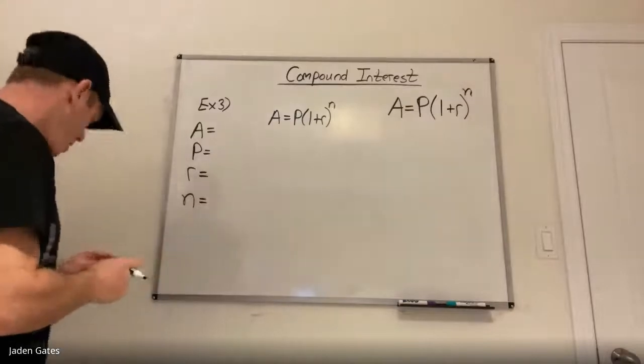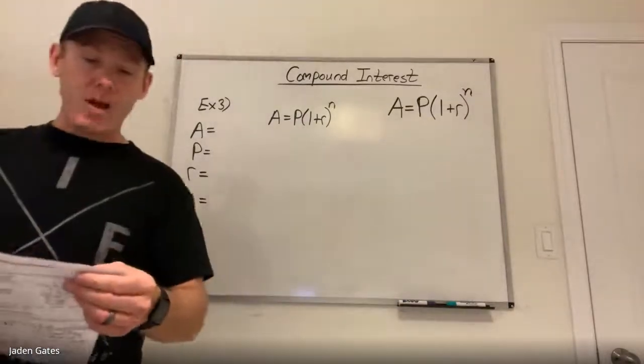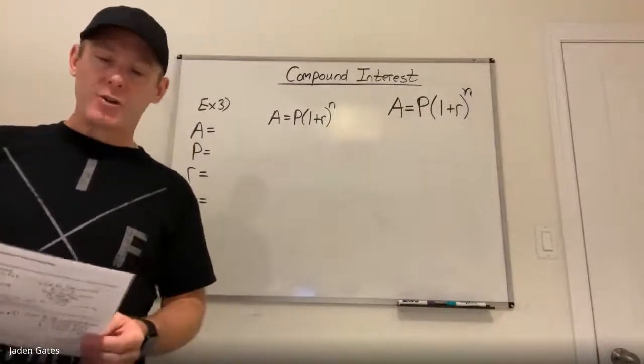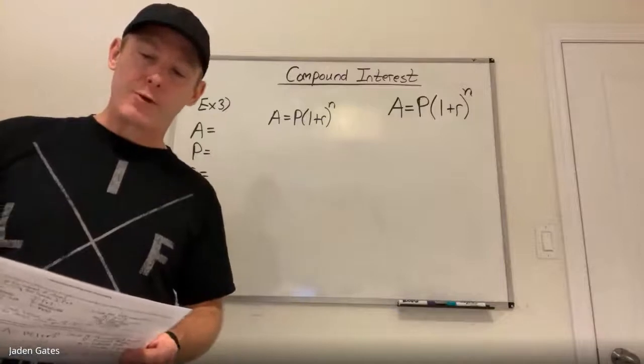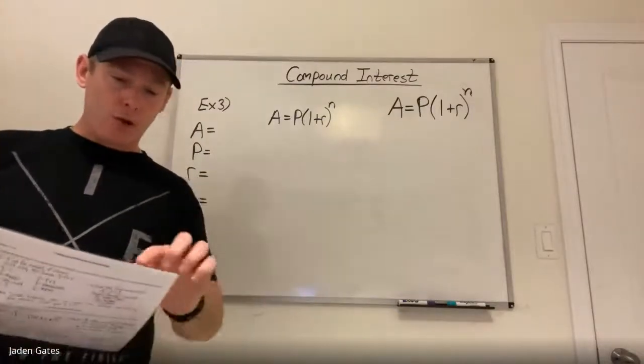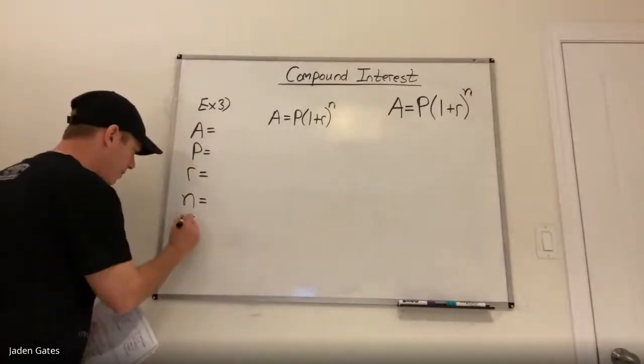There we go. All right, so now we get the situation. It says, find the amount of interest earned if $5,000 is invested at a rate of 15% compounded annually for 6 years. All right, so we're finding the amount of interest. We're looking for this.